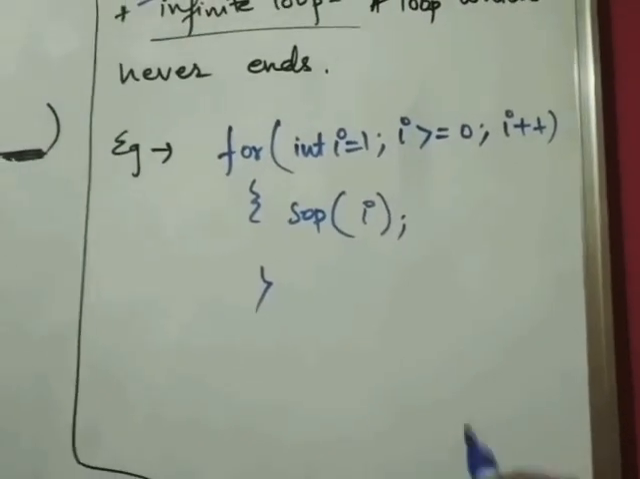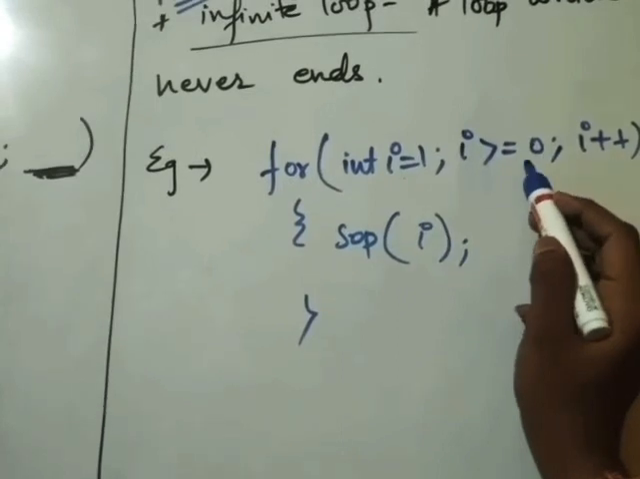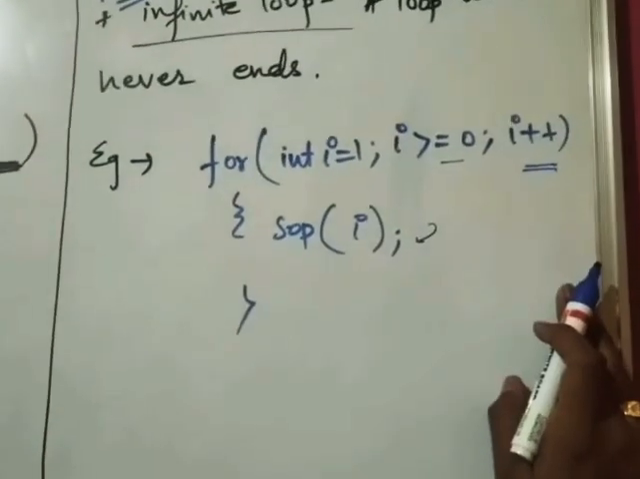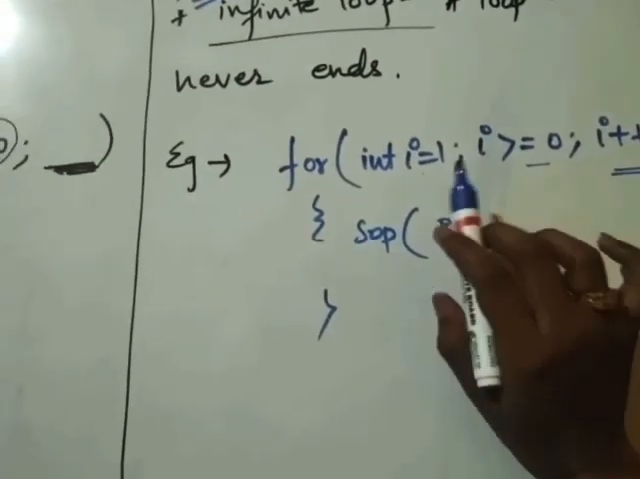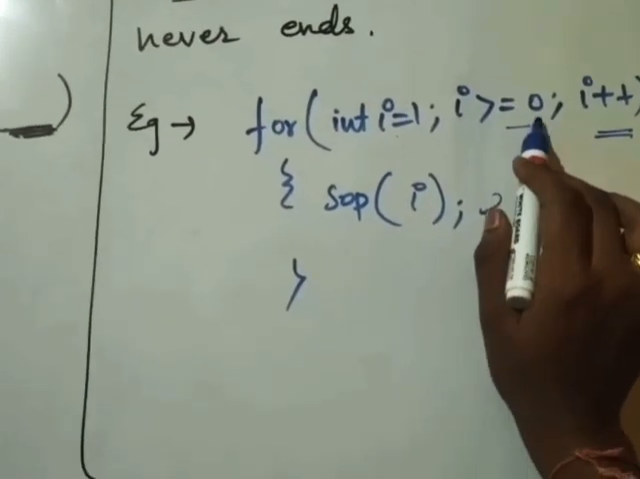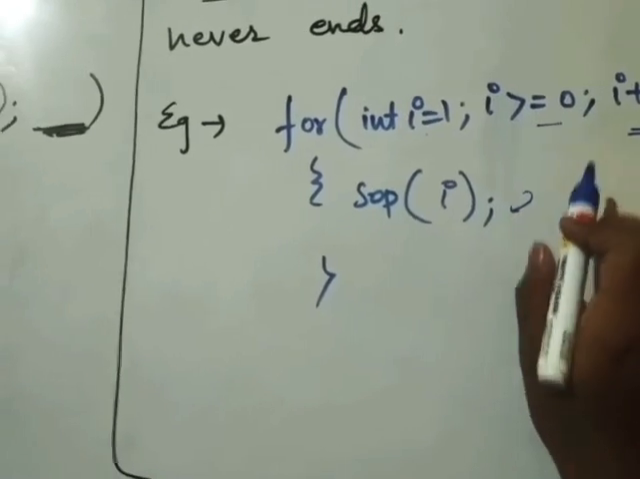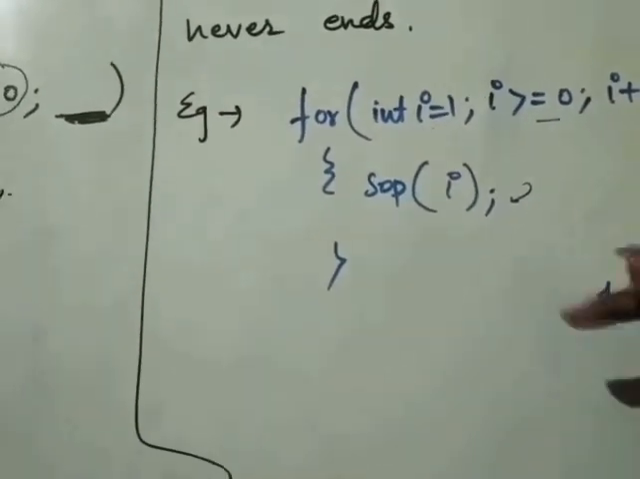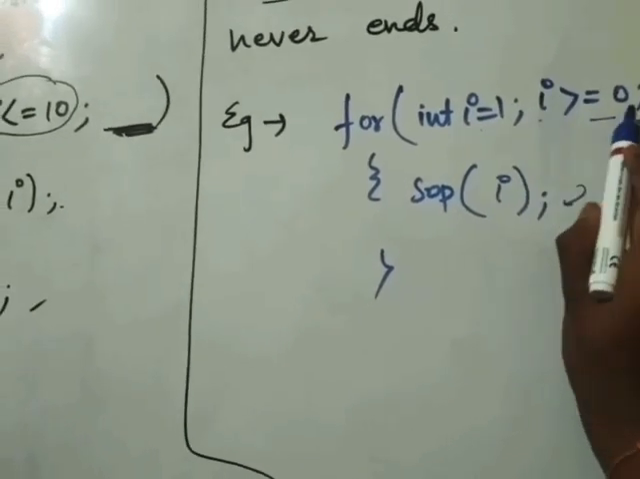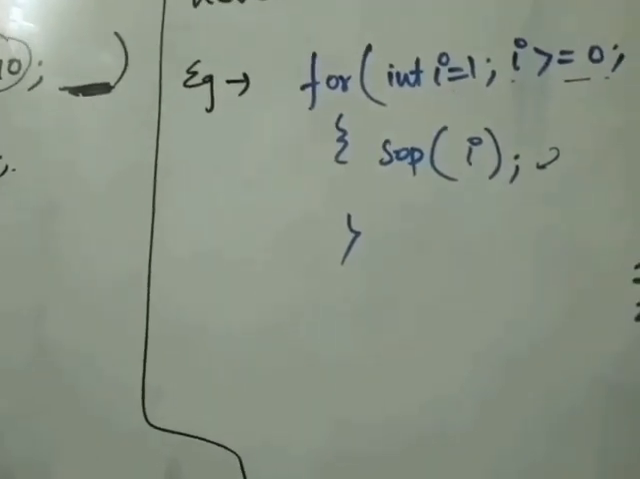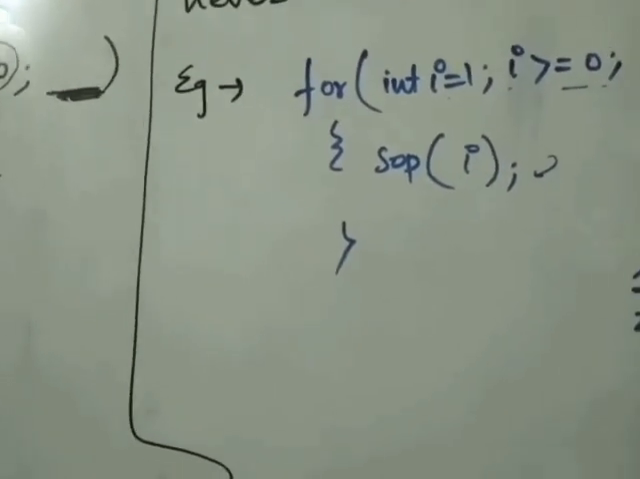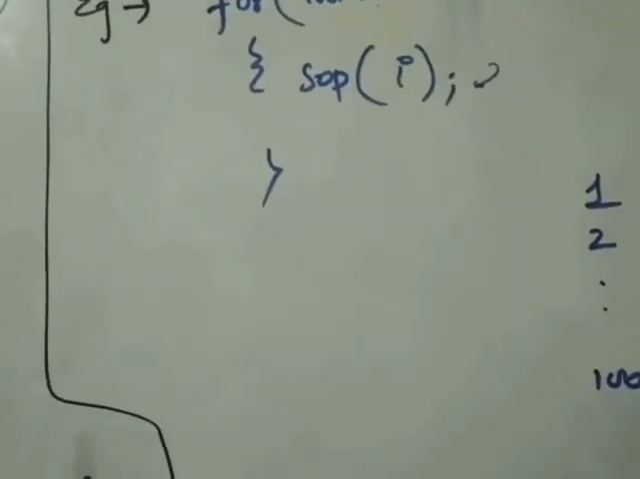Now see the condition. First the initialization, then the condition is checked, then the statement is executed, then the increment or decrement happens. First of all, the i value is 1. 1 is greater than 0, yes, so 1 will print on the screen. Next, i++, the i value will be 2. 2 is greater than 0, that also will be printed. If the i value reaches 100, 100 is also greater than 0, so 100 will also get printed.